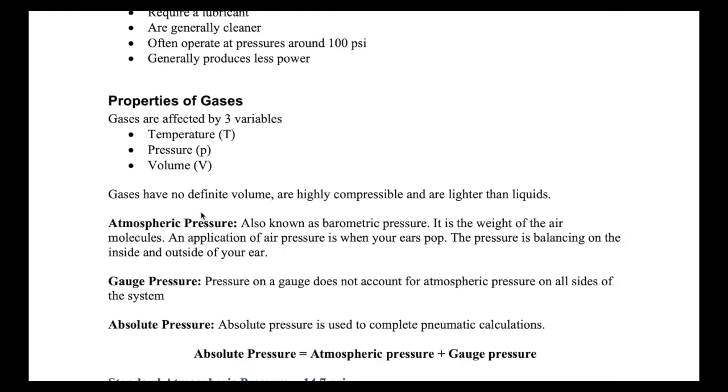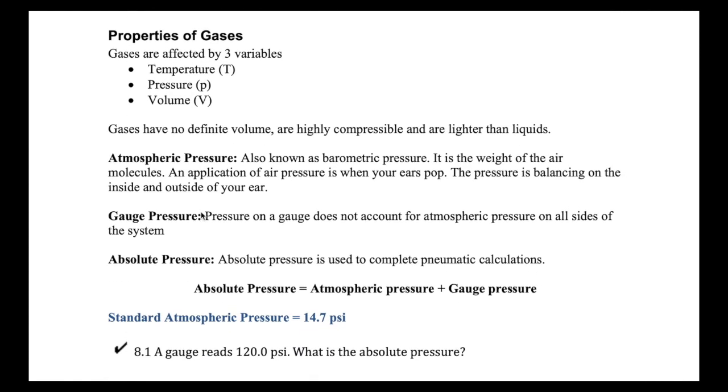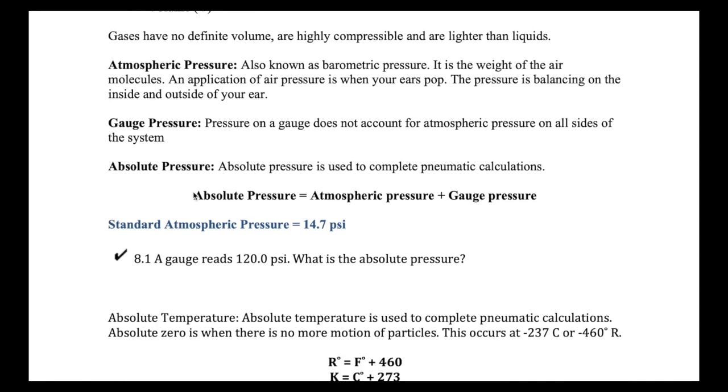Okay, so we'll get down to here. Properties of gases. Gases are affected by three variables: temperature, pressure, and volume. It's going to be important that we know we're going to do some math equations, and there's some things you need to fix before you can do some of the math equations. So a couple things that we have here, we have pressure. Pressure is in pounds per square inch, PSI.